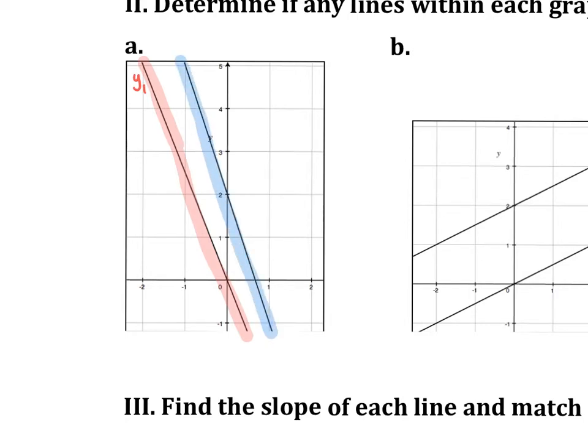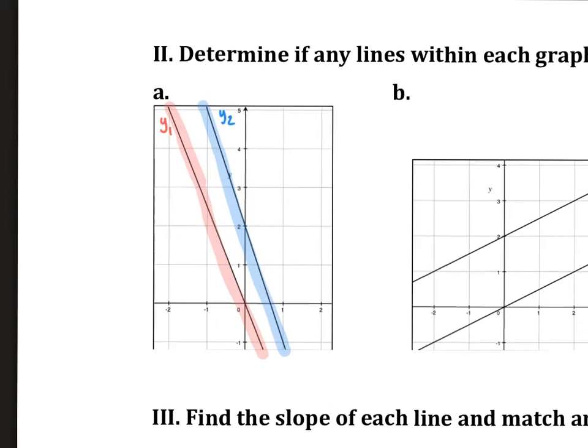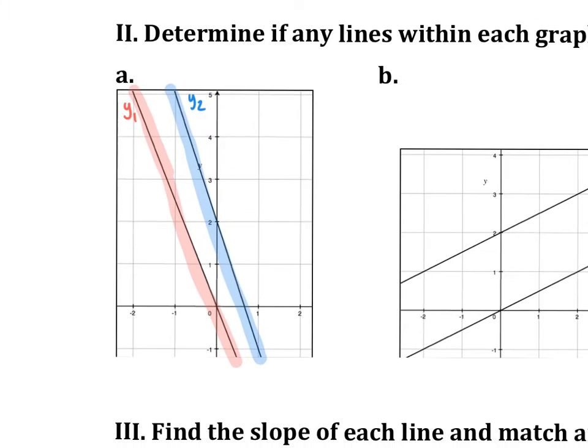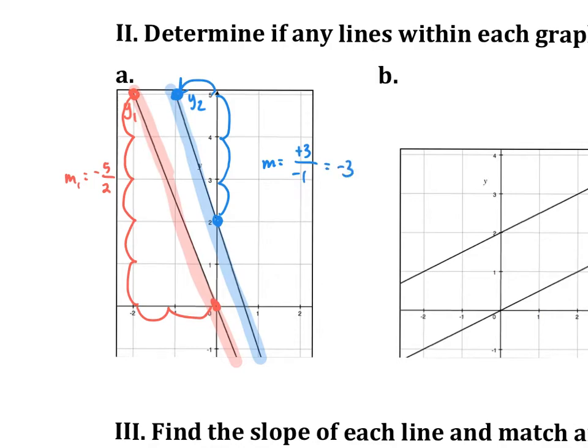Now, clearly they look not parallel. So we're going to verify that. With the red one, it looks like from this point to this point is a nice clean one. So down 1, 2, 3, 4, 5. So the slope of this one is down 5 and right 2. So that's -5/2. But let's look at the blue one here. Looks like here's a nice clean point, and here's a nice clean point. So going up 1, up 2, up 3. So this slope is up 3 and then left 1. So that's -3. So notice the slopes here are different.